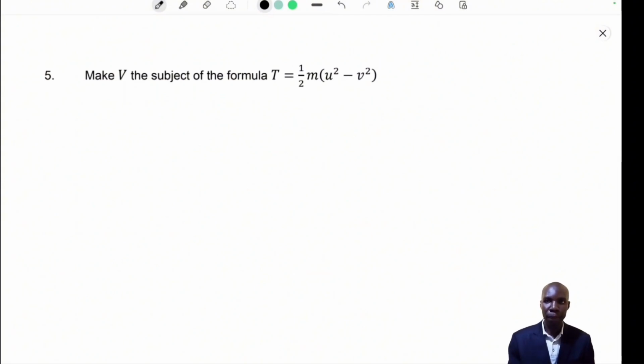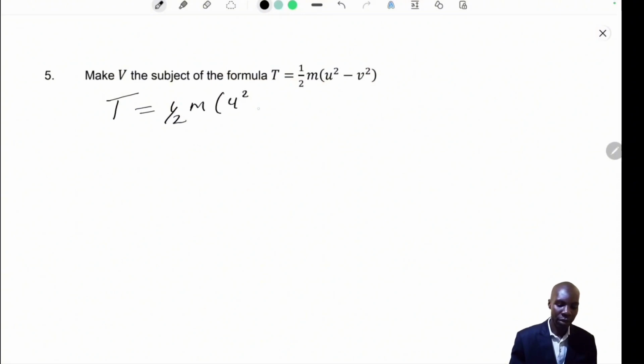Number 5. Let's look at number 5. Make v the subject of the formula. The formula that we are given is t equals a half m in bracket u squared minus v squared. So we can start by multiplying both sides by 2, so that we do away with this 2. So we'll have 2t equals m in bracket u squared minus v squared.